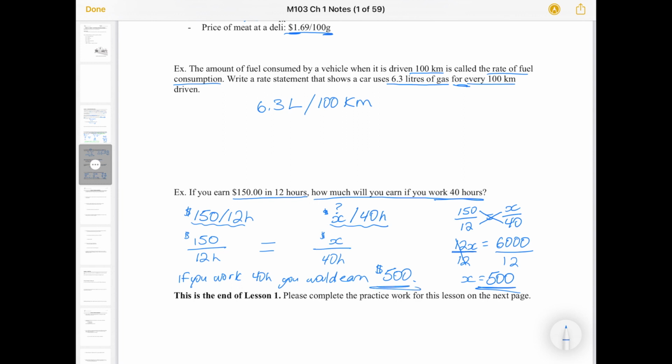All right, and that is our first lesson. That is proportional reasoning, working with rates and ratios. So now I have some practice questions for you to work on, then we'll check back in together shortly. And if you're having questions, please let me know. Otherwise, it's time to get to work.